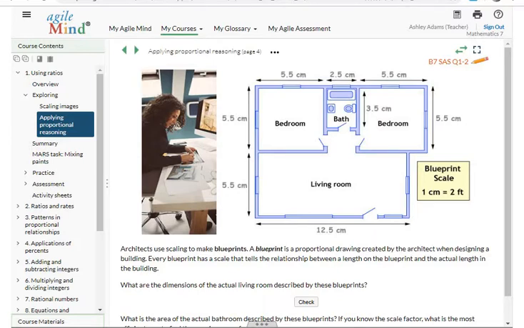House. Is it an actual house? No. It's not an actual house. What is it of? A blueprint, a scale drawing of a house.